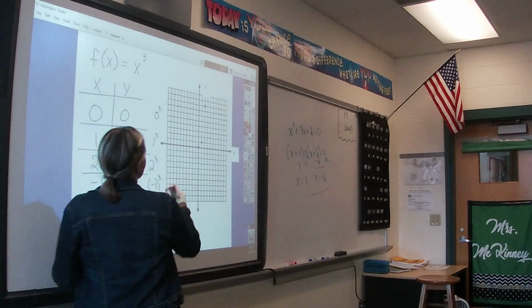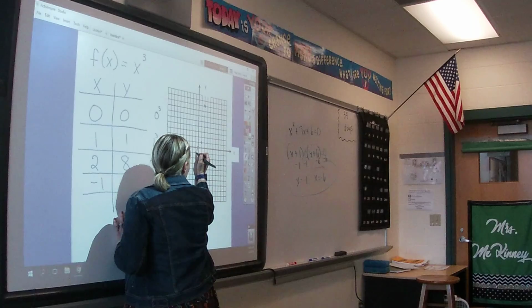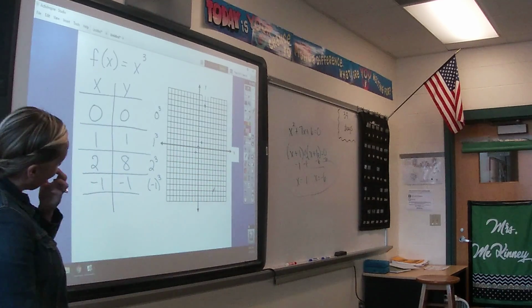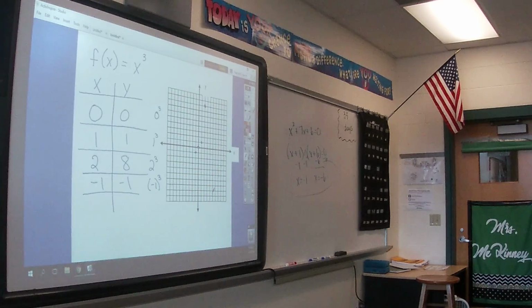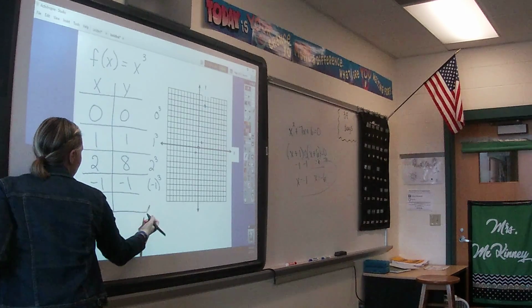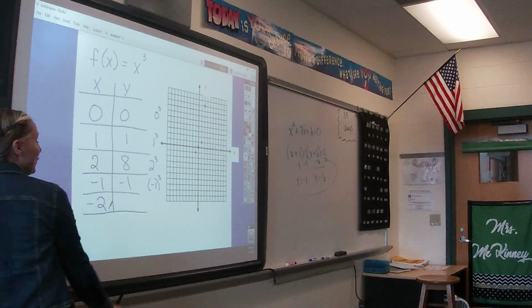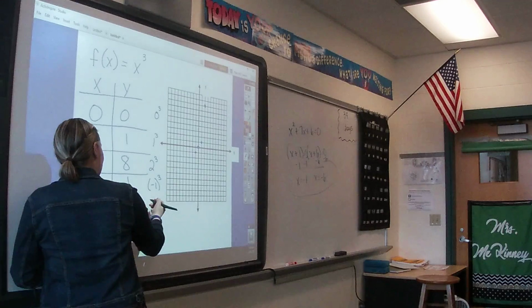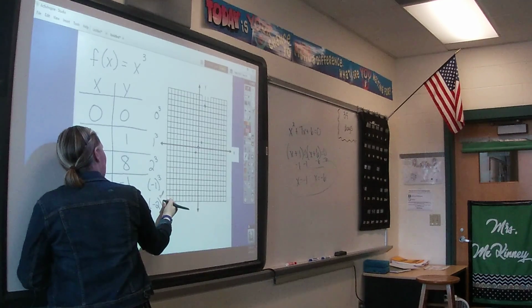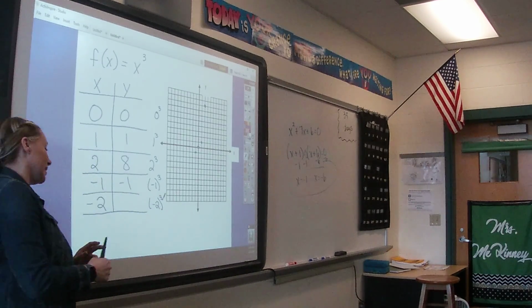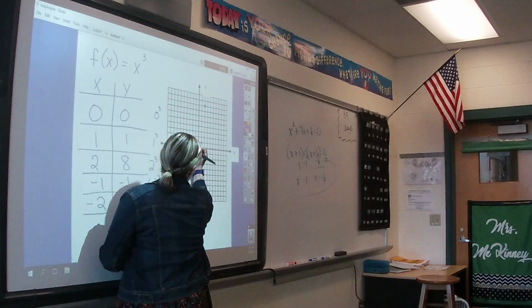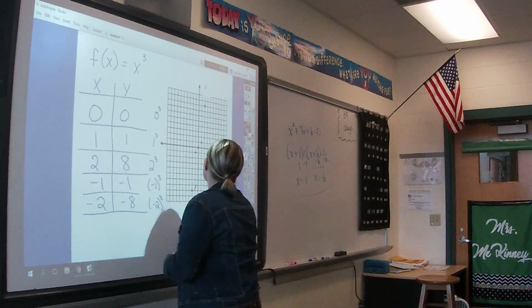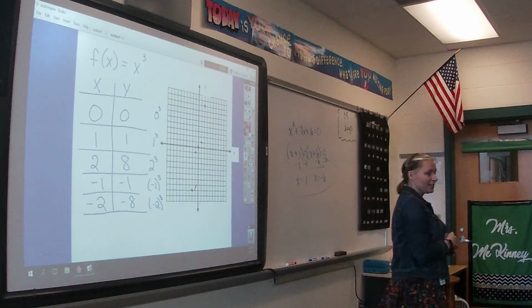Okay, so if I plot -1, -1, little bit better picture, right? We at least now know we're kind of going down. What other point might we want to try? -2. What is -2 to the third power? -8. Now do we see what's happening here?